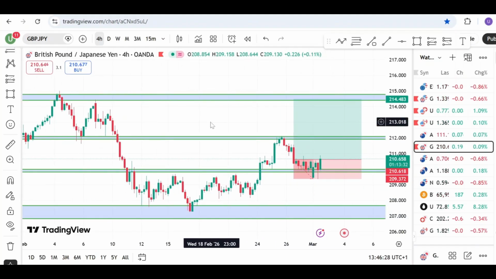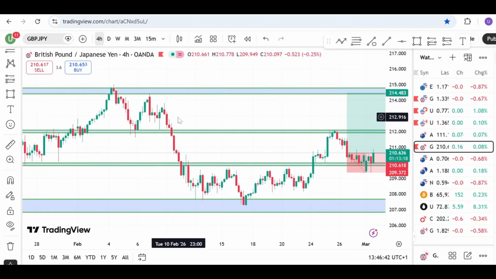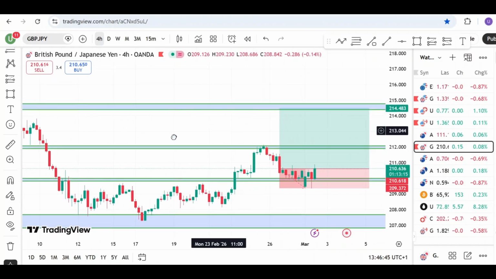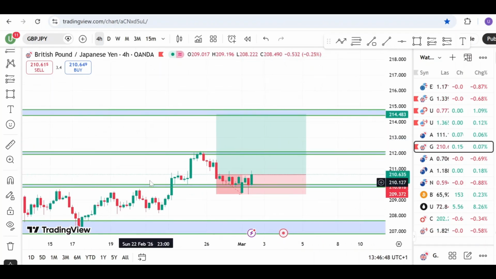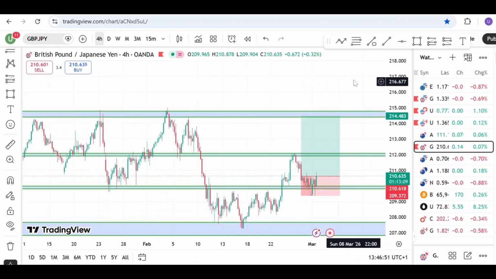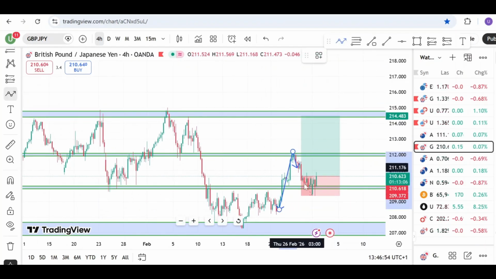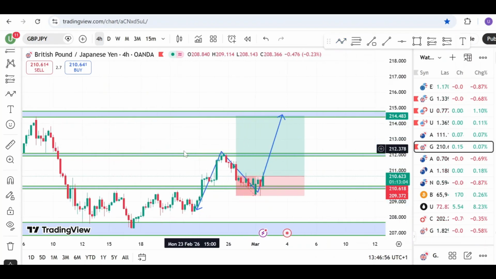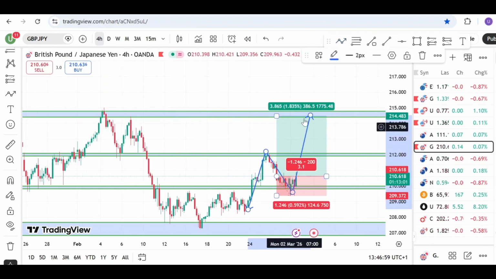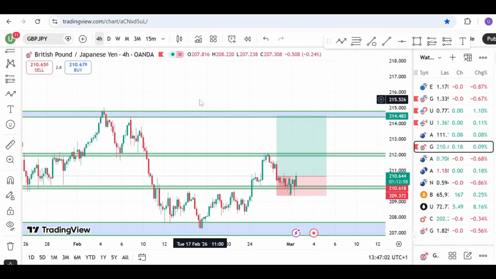Another thing I have to tell you, we have more than one type of chart. We have a line chart, we have a bar chart, we have a candlestick chart. As you see, this is a candlestick chart. This is a trade. I have already taken this trade, and I'm waiting for it to go up here. This trade has already been taken in GBP/JPY.